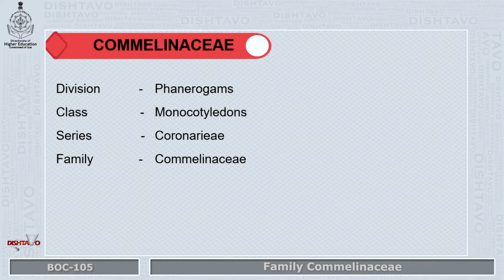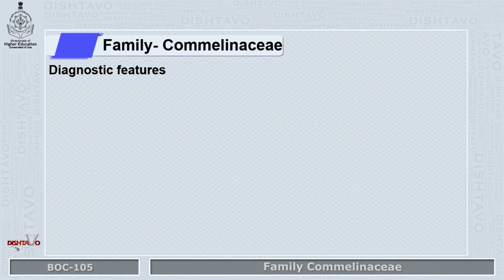Systematic position of Commelinaceae. Division: phanerogams, meaning they are seed-bearing plants. Class: monocotyledons. The leaves will have parallel venation. Flowers will be in multiples of 3, and the embryo will consist of a single cotyledon. It belongs to the series Coronare and family Commelinaceae.